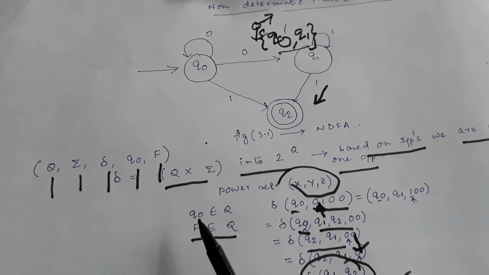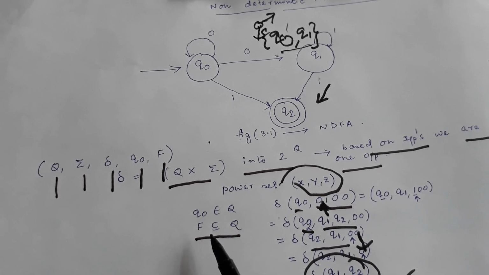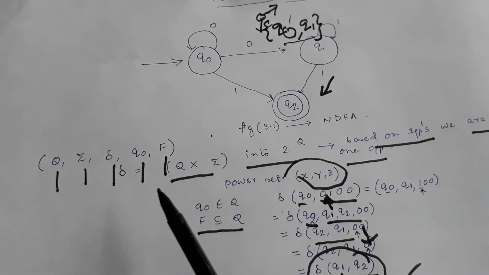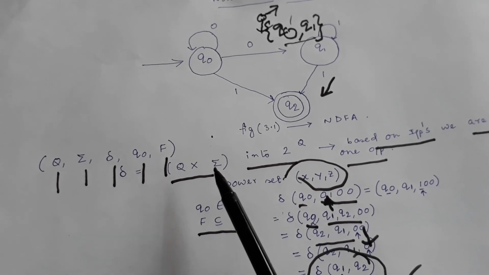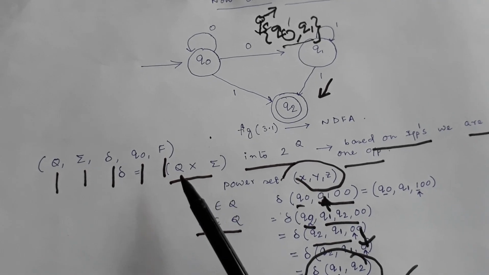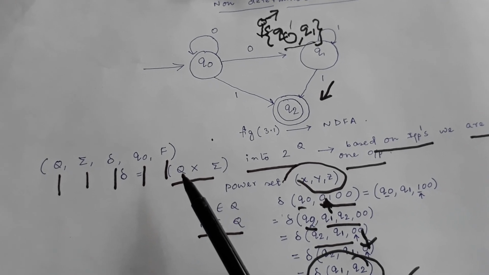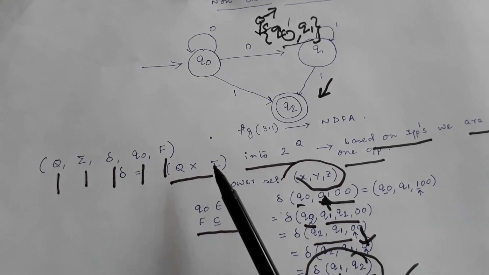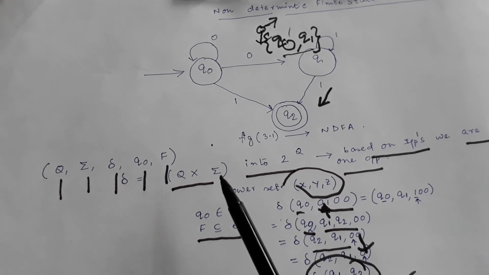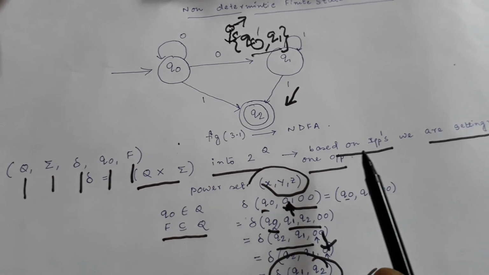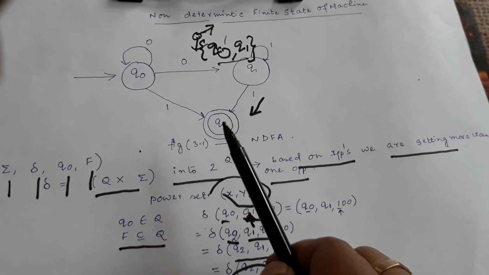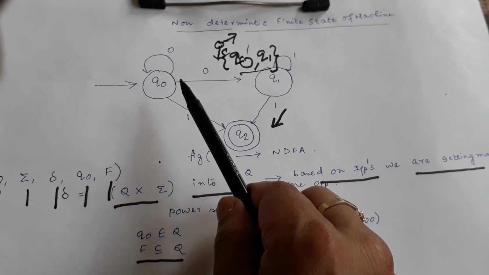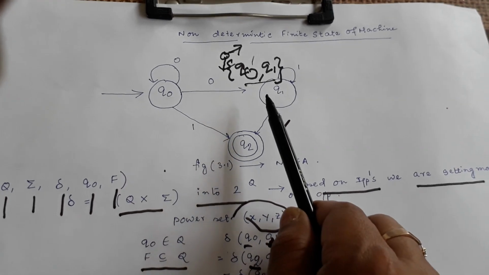Now in this case, q0 is the initial state which belongs to Q, and F is a subset of Q as well. But in this case, delta is the transition function which basically maps Q times sigma into 2 to the power Q. Q in this case is the states, and sigma is the inputs. So power set means based on the inputs we are getting more than one output. That means based on one particular input we are having more than one output, that is Q0 and Q1.